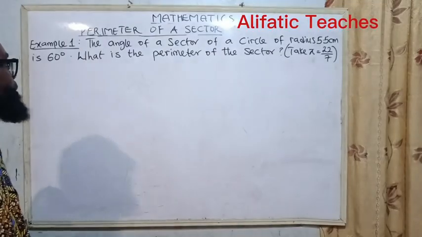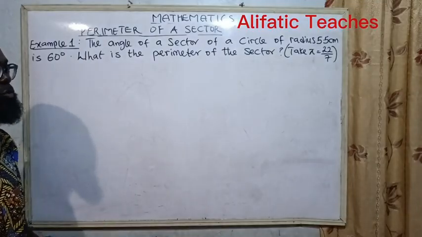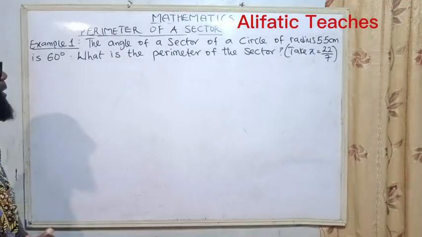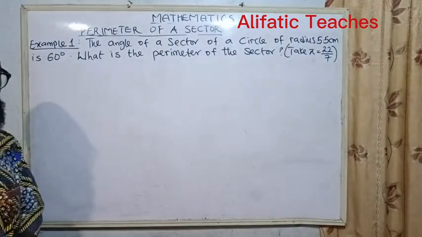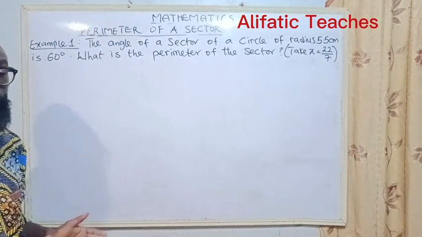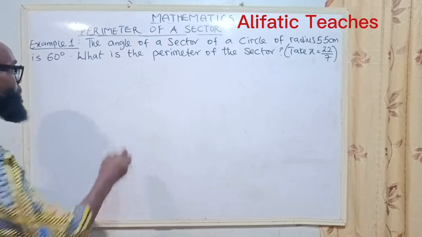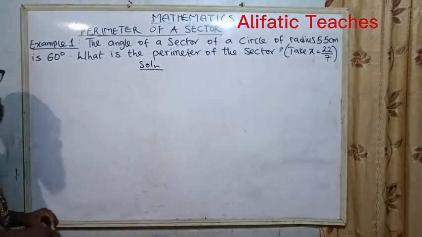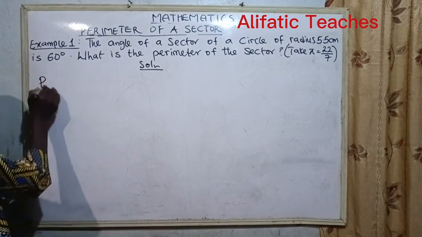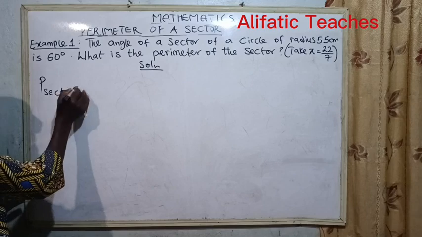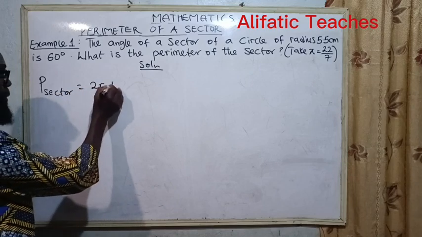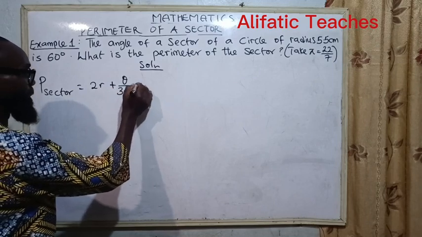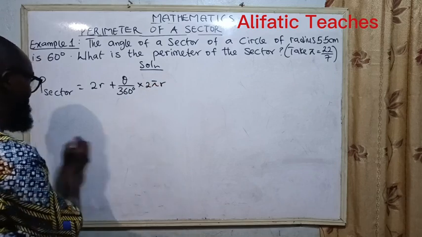Example 1. The angle of a sector of a circle of radius 5.5 centimeters is 60 degrees. What is the perimeter of the sector? This is a direct question. Just apply your formula. The formula for the perimeter of a sector equals 2r plus theta over 360 degrees multiplied by 2 pi r.